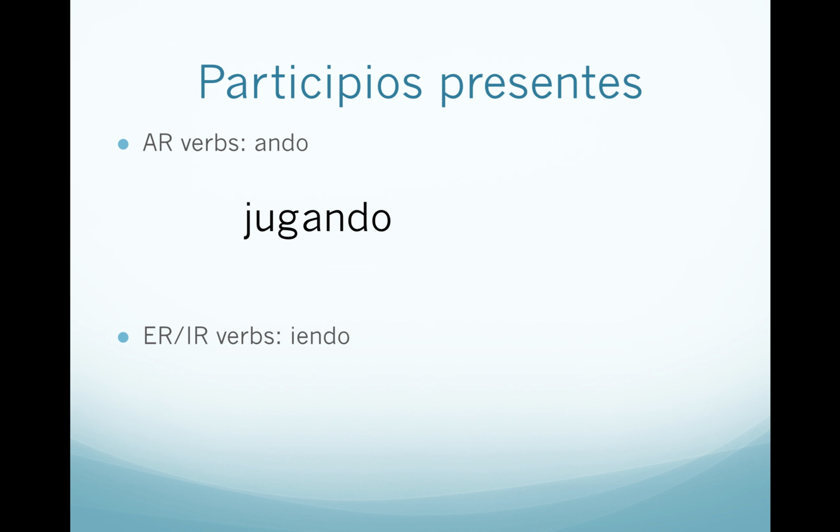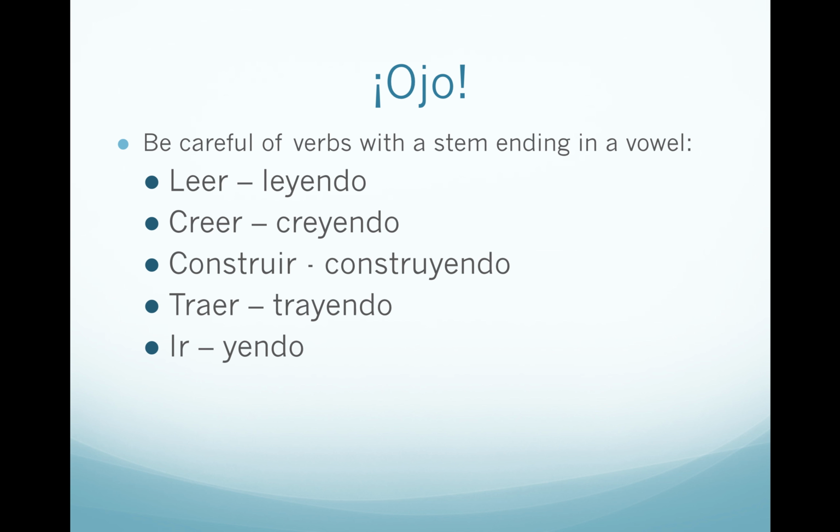ER and IR verbs, you're going to start with your ER or IR verb, and they're the same for either. You're going to take off your ending and add iendo. So escribir becomes escribiendo. We do have some irregulars. Verbs that have a stem that end in a vowel, like leer, creer, construir, traer, and ir, technically, is a stem within itself. The I is going to change to a Y to preserve its aesthetic appeal. Instead of having three vowels in a row, L-E-I-E-N-D-O, the I is going to change to a Y. Ir just becomes yendo.